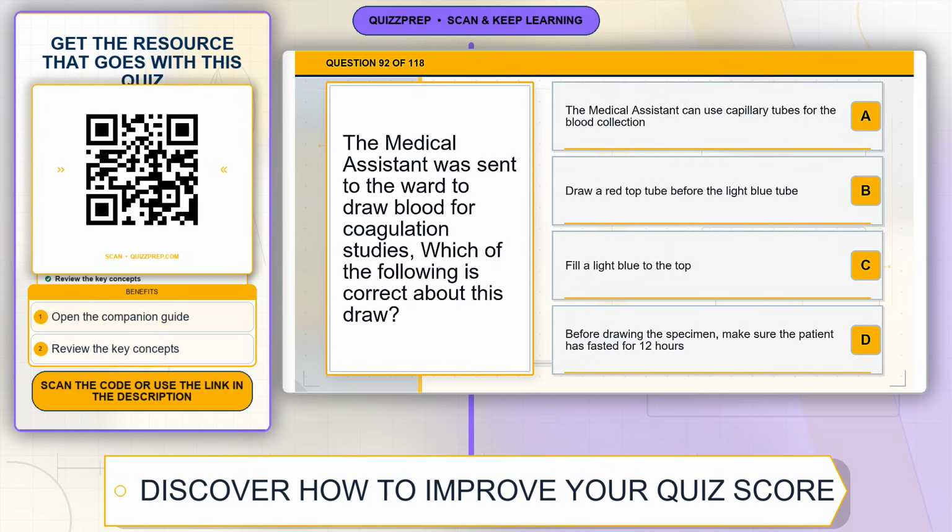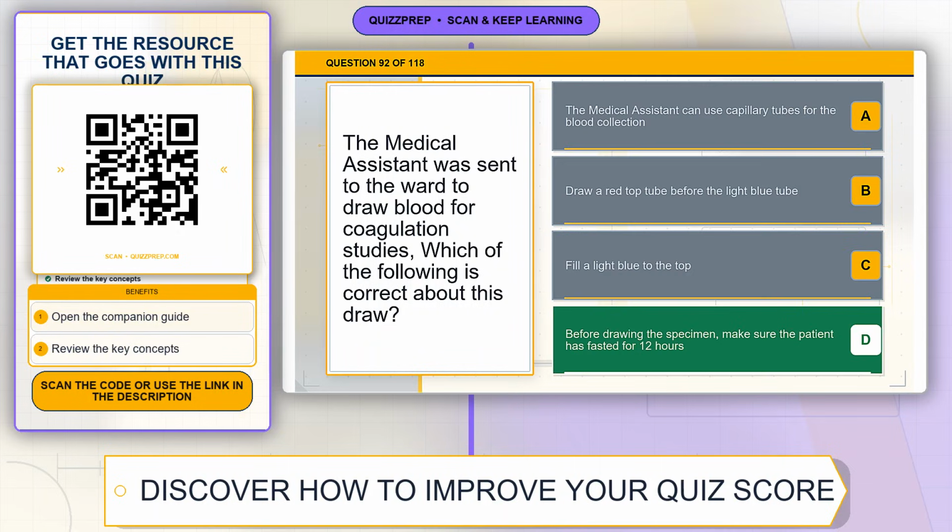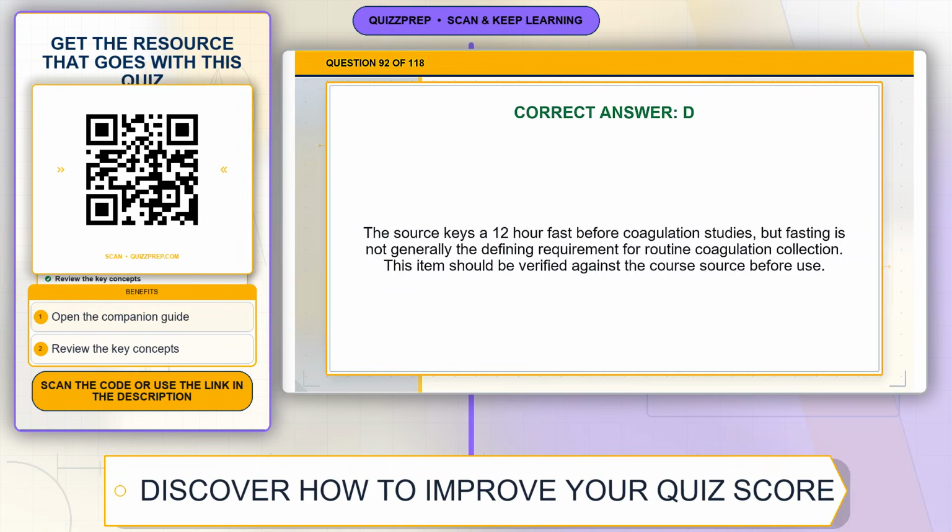Question 92. The medical assistant was sent to the ward to draw blood for coagulation studies. Which of the following is correct about this draw? Option A, the medical assistant can use capillary tubes for the blood collection. Option B, draw a red top tube before the light blue tube. Option C, fill a light blue to the top. Option D, before drawing the specimen, make sure the patient has fasted for 12 hours. The correct answer is option D. Explanation. The source keys a 12-hour fast before coagulation studies, but fasting is not generally the defining requirement for routine coagulation collection. This item should be verified against the course source before use.